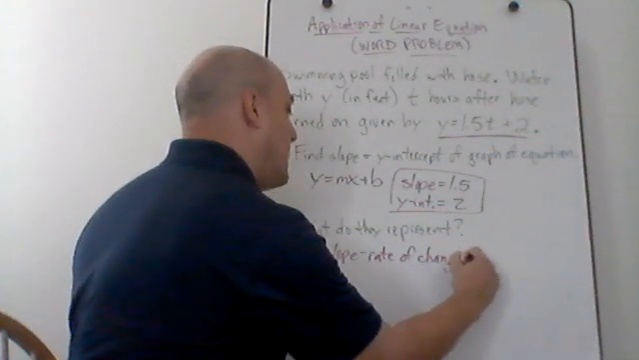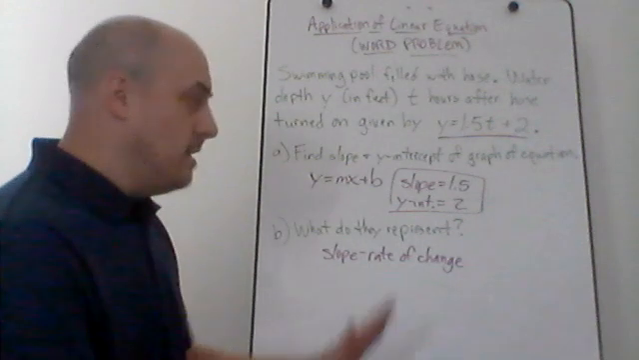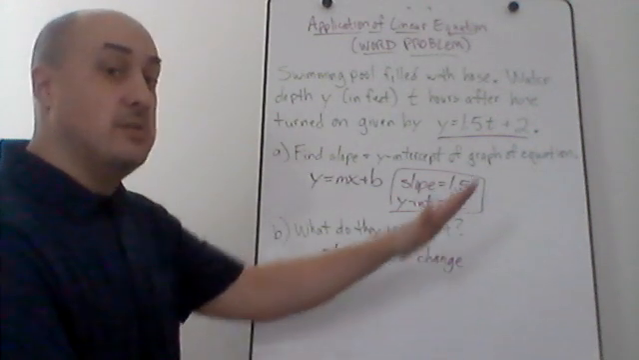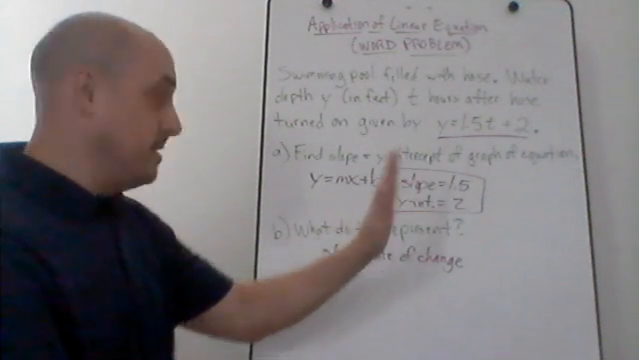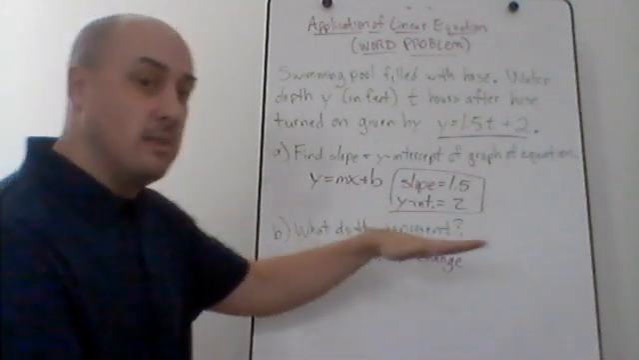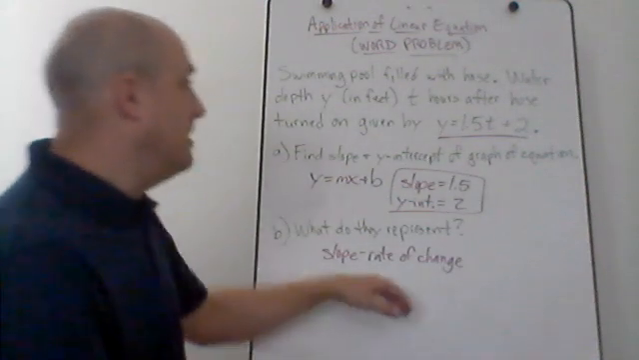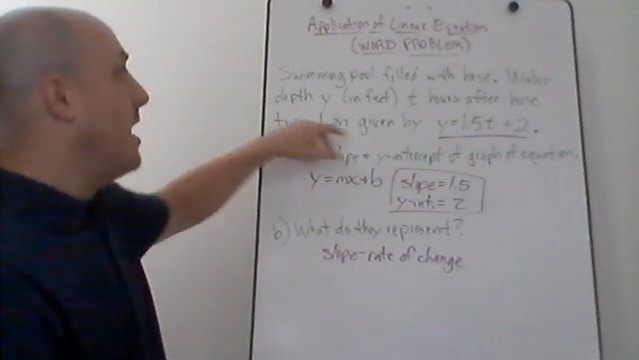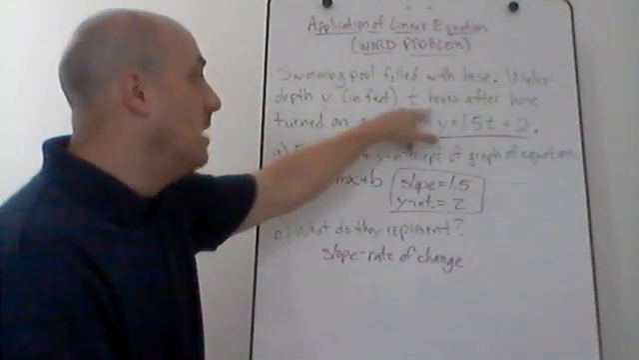Right? It's the rate at which something is changing. And that corresponds to when you actually draw the graph, how steep the line is. Well, that's how quickly it's changing. The steeper the line, the higher the rate of change, the less steep the line, the lower the rate of change. So the slope is your rate of change, and in this case, it's the rate of change of the depth of the pool, or the depth of the water in the pool, as the hours go by.